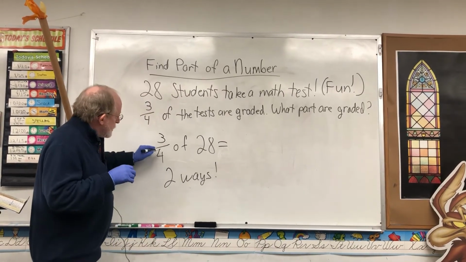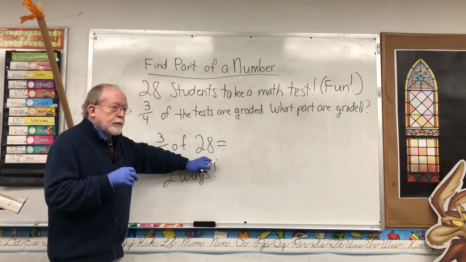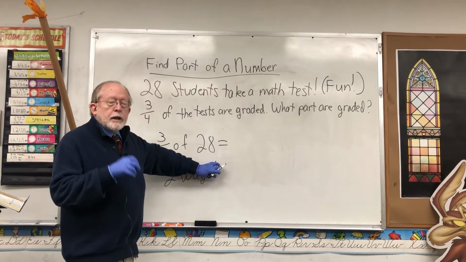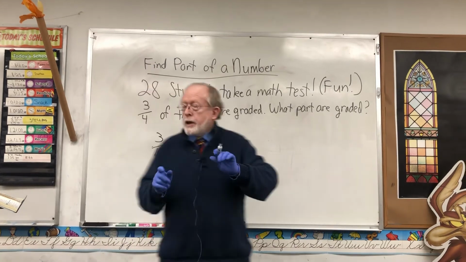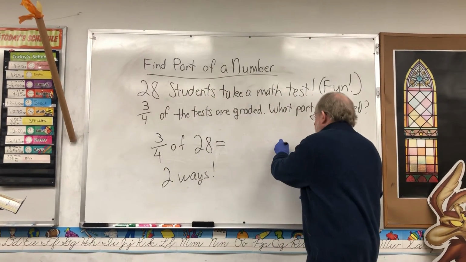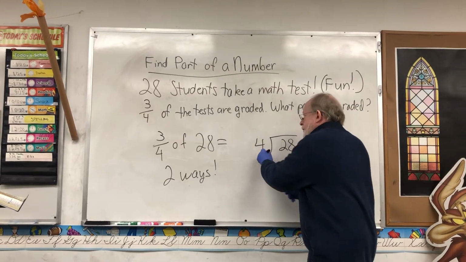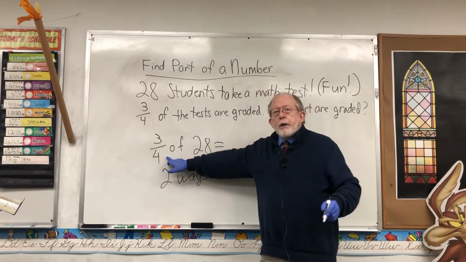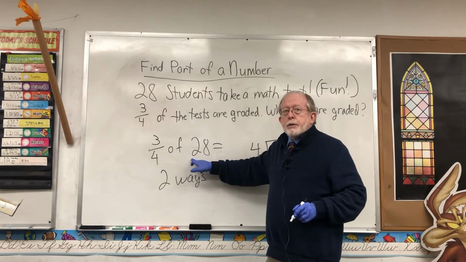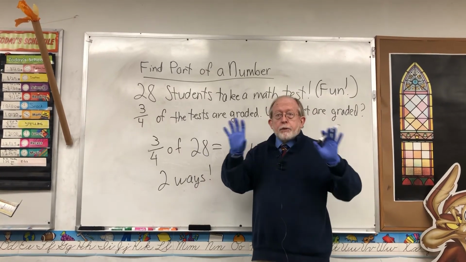You're going to have 3/4, and then you're going to have your whole number over here, 28. And again, there's two ways you can do this. The first way is to divide the 28 by the 4, because the 4 tells you into how many parts you're going to divide the 28. So you're going to divide the 28 4 different ways.